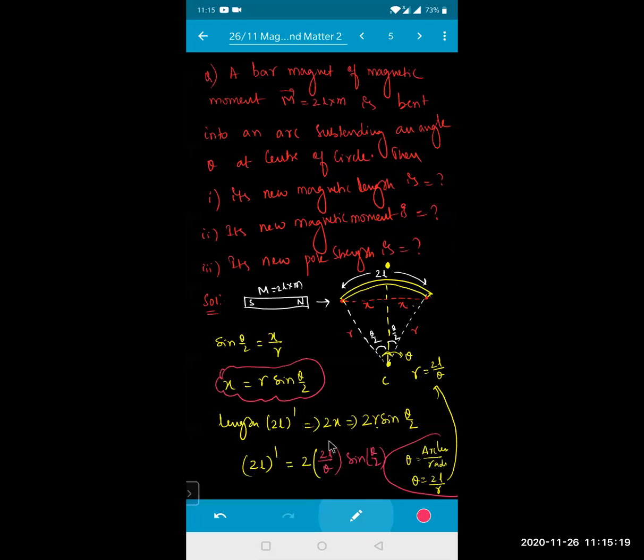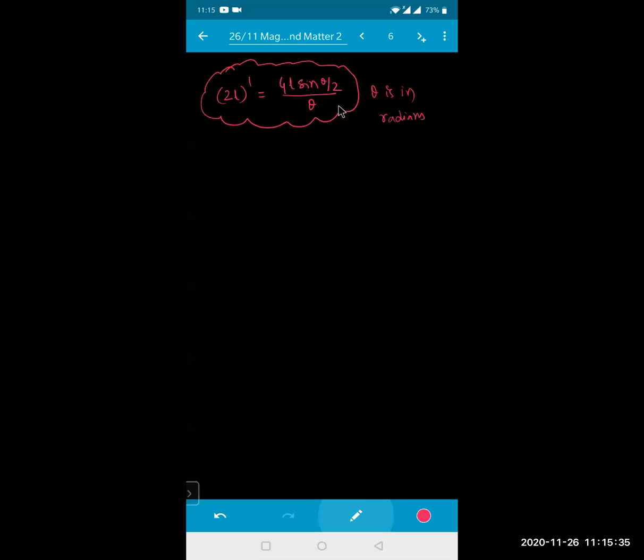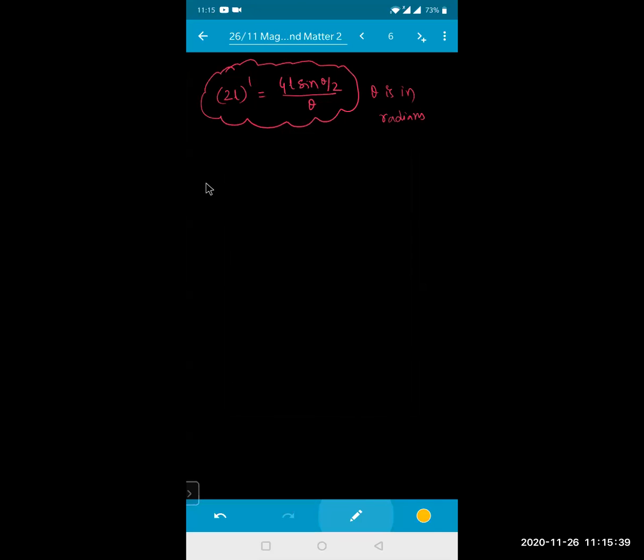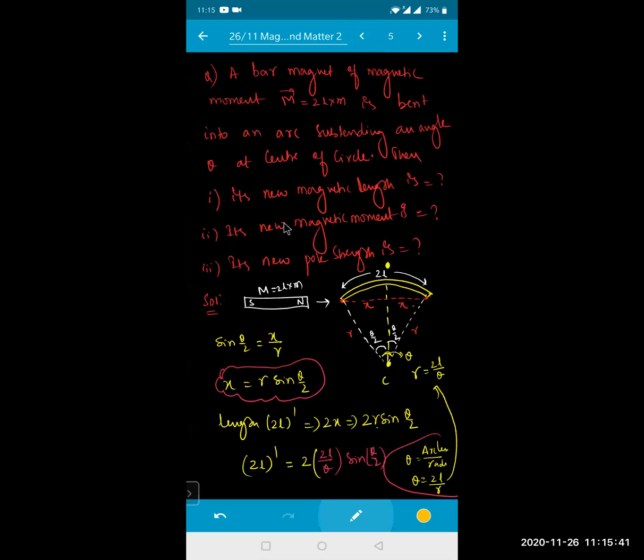So the new length will be equal to how much for me? 2x, that equals 2 into r into sin theta by 2. Now in place of r, I am writing it in terms of the original: r is equal to 2l by theta. So simplify it. The new length will become 4l into sin theta by 2 part of theta. That is your answer.